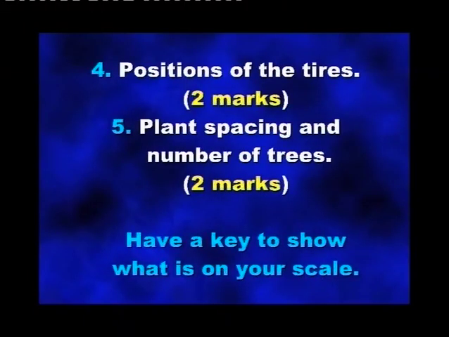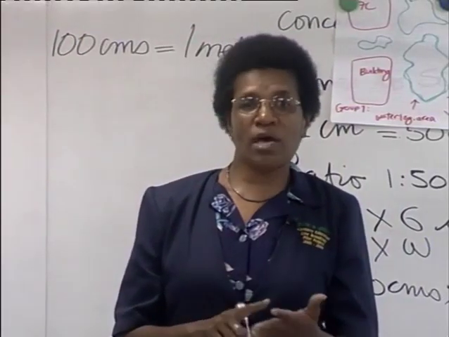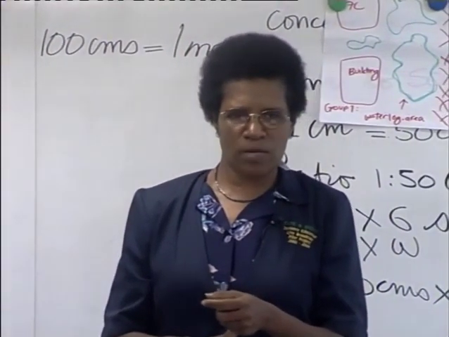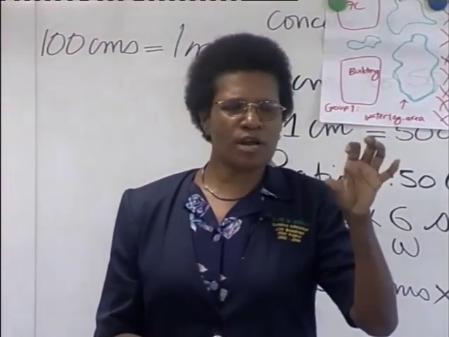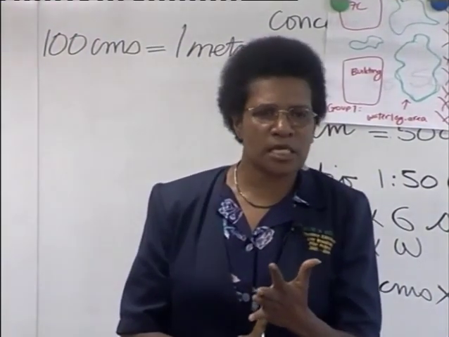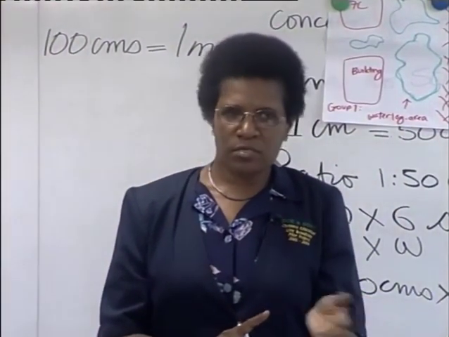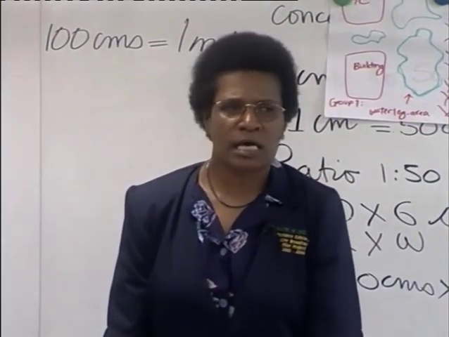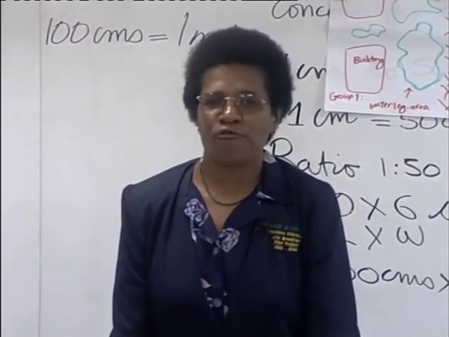Now, the last one is the key. You have to have a key to show what is on your scale drawing. What symbol represents tires? Which symbol represents the shrubs? And all that adds up to 15 marks.